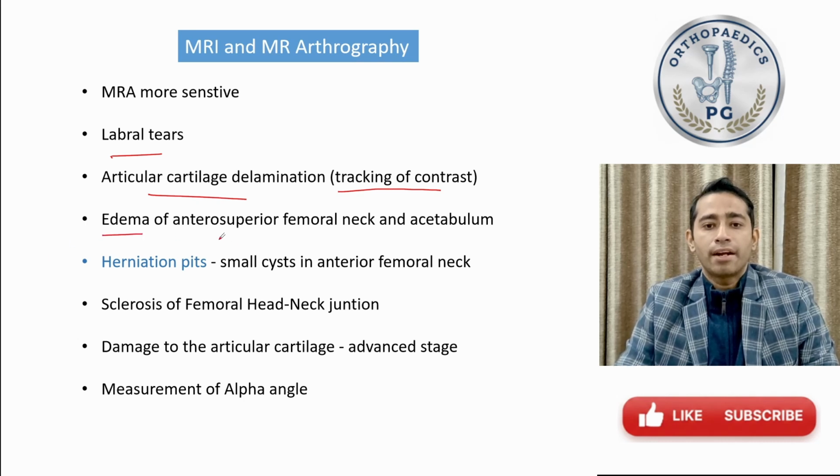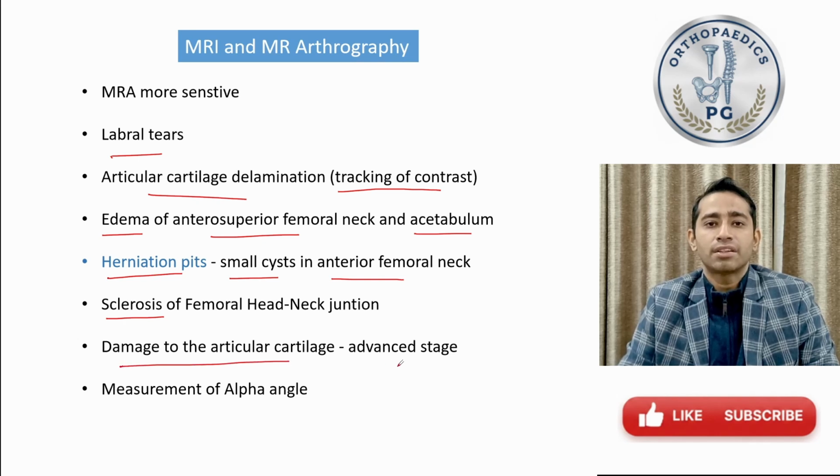Edema of the anterosuperior femoral neck and acetabulum are some of the early signs of cam impingement. Herniation pits may be seen, which are small cysts in the anterior part of the femoral neck. Sclerosis of the femoral head-neck junction can be seen, and damage to the articular cartilage is a relatively advanced stage. You can also perform the measurement of the alpha angle on the MRI.